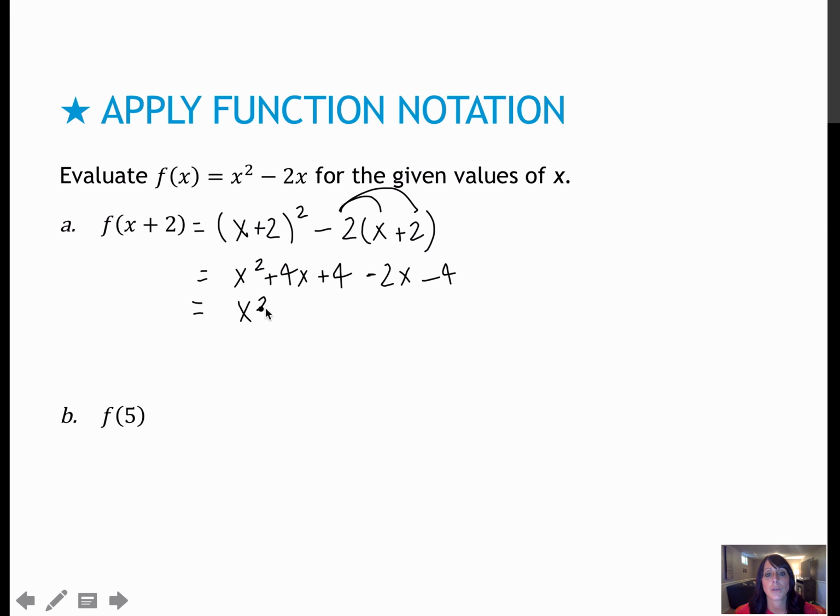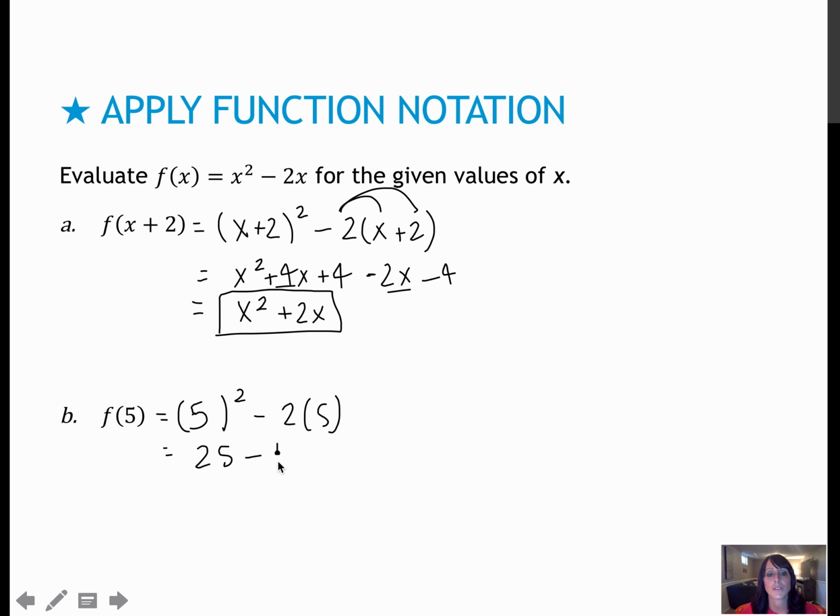And then I will simplify anything I can. I've got my x squared first. I've got plus 4x and minus 2x. Those combine together to plus 2x. And then I've got plus 4 and minus 4, and those two cancel. So this is my final answer, x squared plus 2x. The last one, I have 5 squared minus 2 times 5. 5 squared is 25, minus 2 times 5 is 10, so my solution is 15.